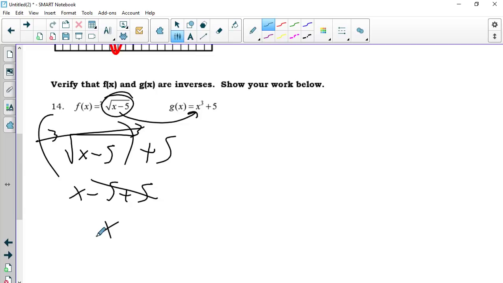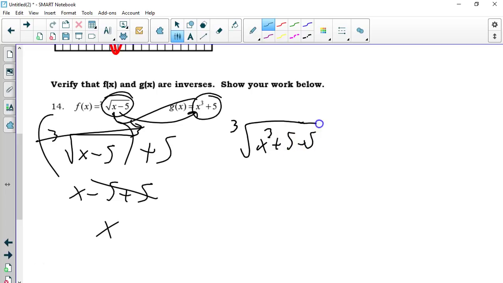That's what we want. Now, we're also going to take this and plug it in here. So we have the cube root of x cubed plus 5 minus 5. Well, those cancel, which leaves us the cube root of x cubed. That cancels each other. That's x. So, yes, they are inverses.